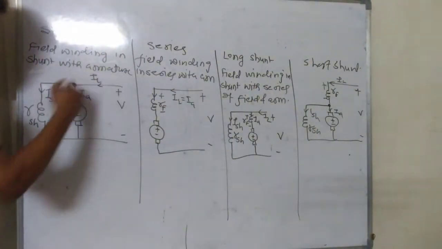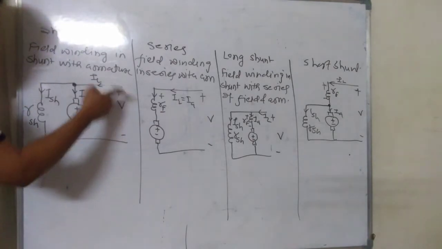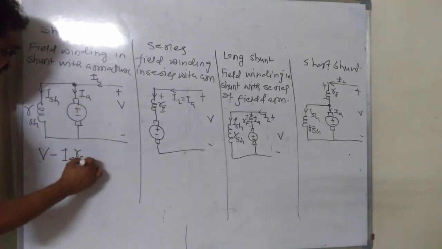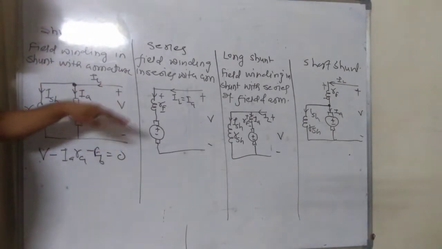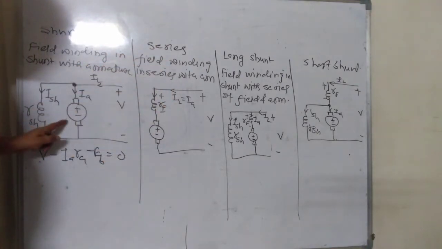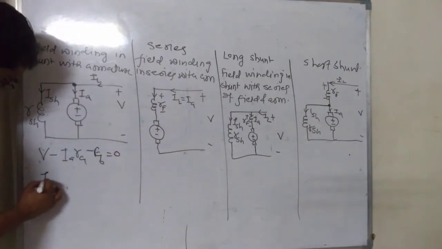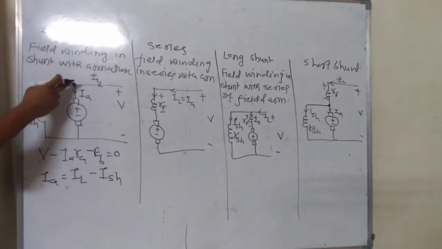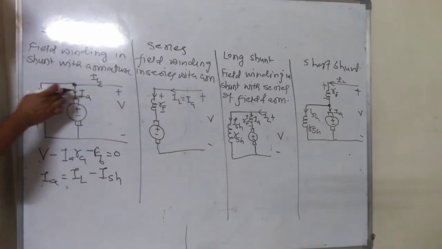So KVL, V, current is flowing from top to bottom, minus IARA, resistance of this, minus EB. Just above I have mentioned equivalent circuit of this, and I have written this equation, right? So where IA is equal to IL minus ISH, current leaving. IL is current entering, these two are leaving. IL is equal to IA plus ISH.